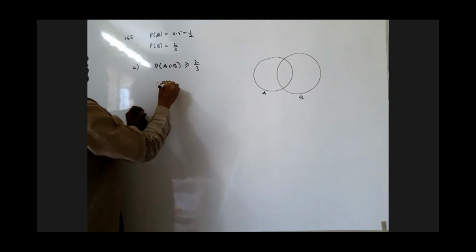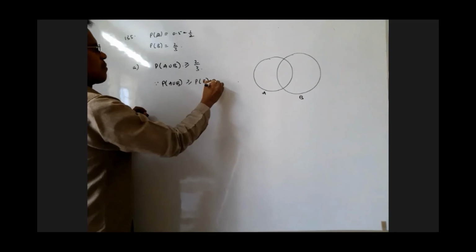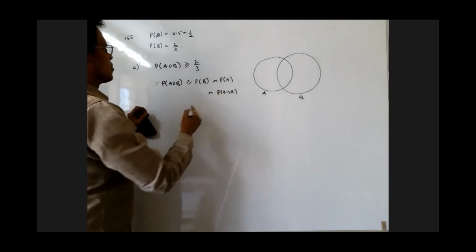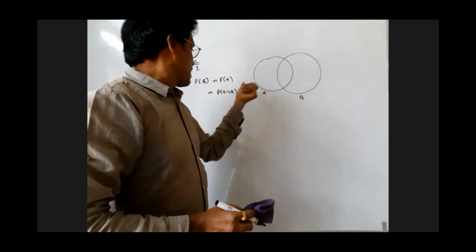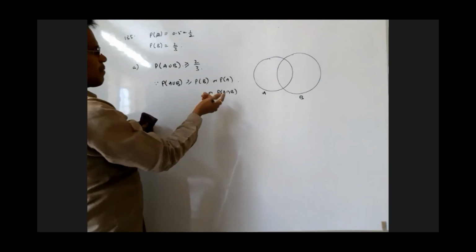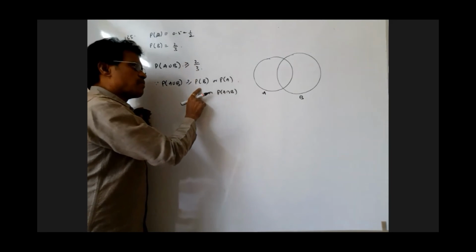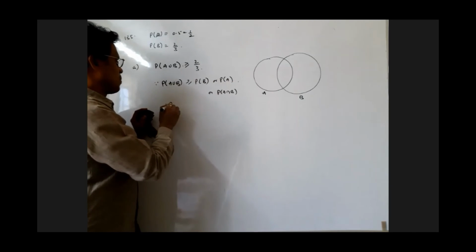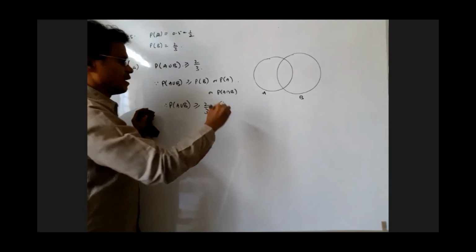Since probability of A union B is definitely greater than or equal to probability of B, or probability of A, or probability of A intersection B, my dear. Obviously, we know that probability of A union B is greater than A, or greater than B, or greater than A intersection B also. And probability of B is 2/3. So, therefore, obviously understood, my dear, probability of A union B is greater than probability of B, or probability of A, all the three. So, therefore, probability of A union B is greater than or equal to 2/3.